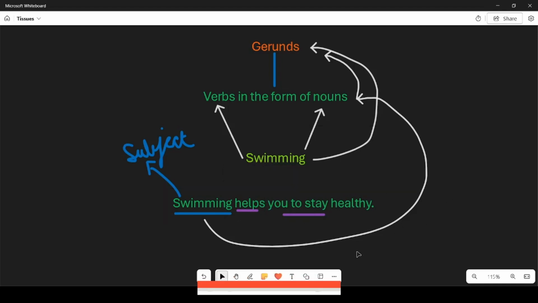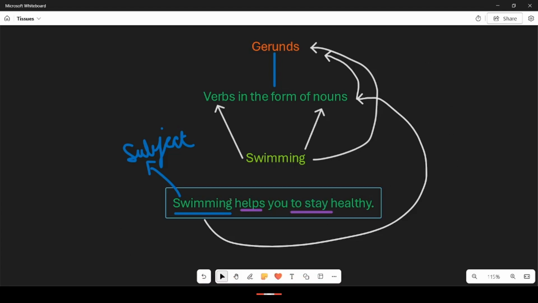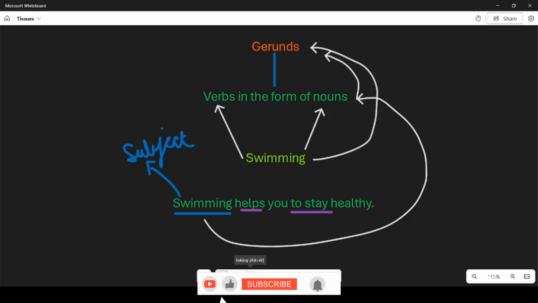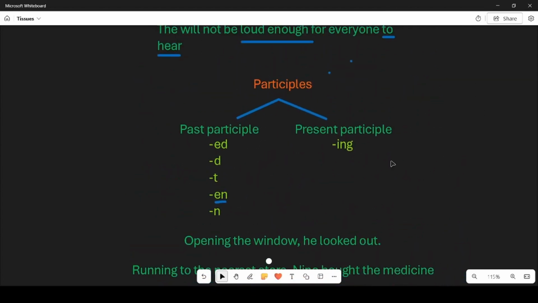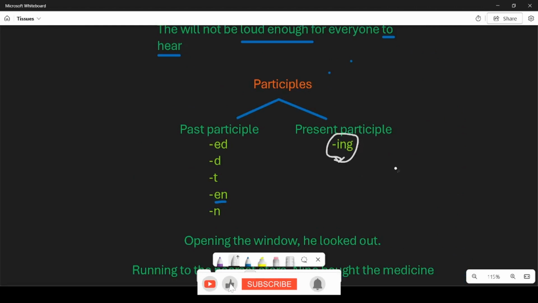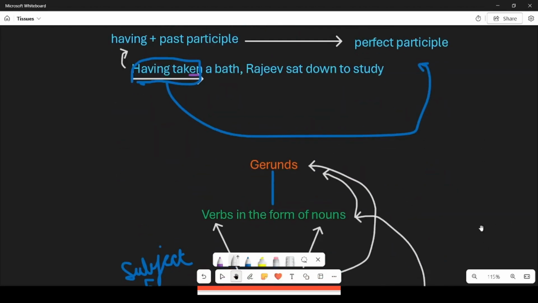Helps, yes, that's better. Swimming helps you to stay healthy. Well, so to stay over here, as we all know, is an infinitive, as we discussed above, and swimming over here is a gerund. So now we have something called a present participle, which also ends with the word ing. Now, how do I differentiate between a present participle and a gerund?